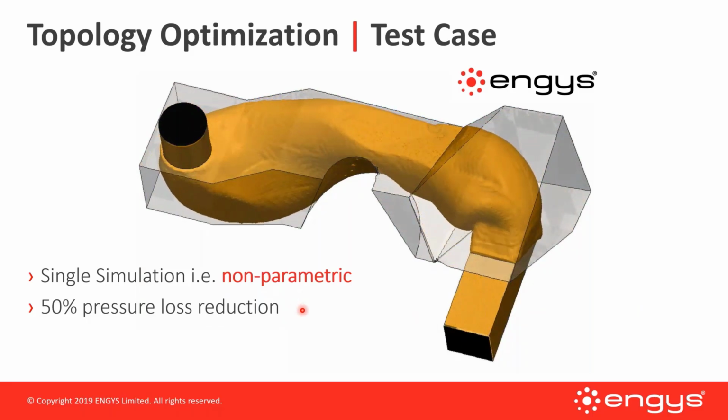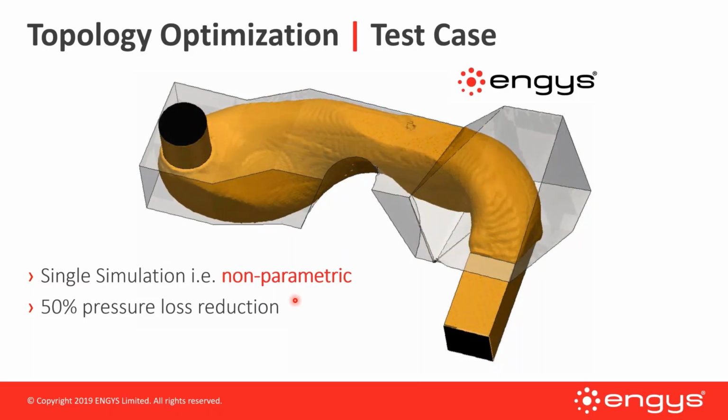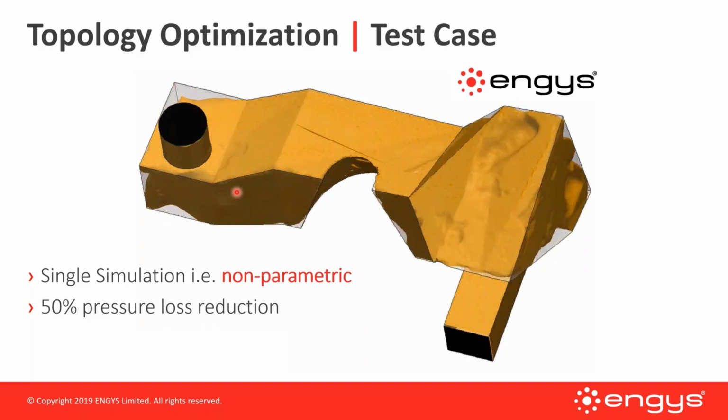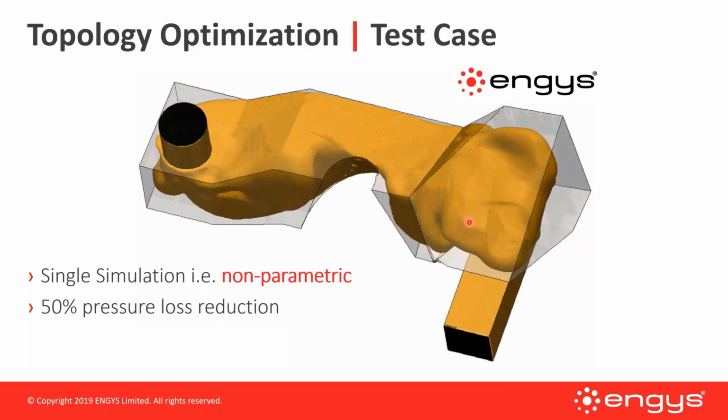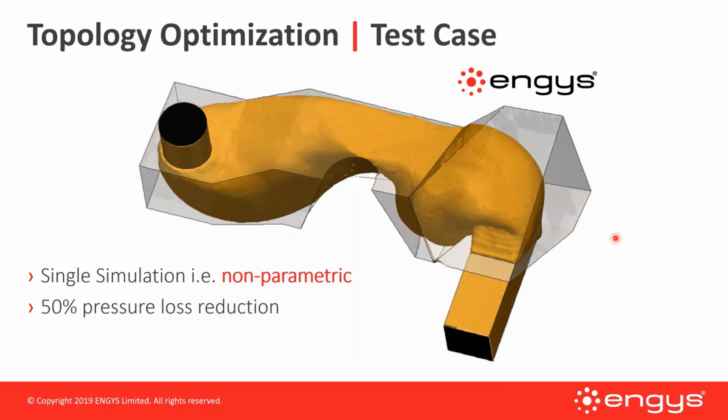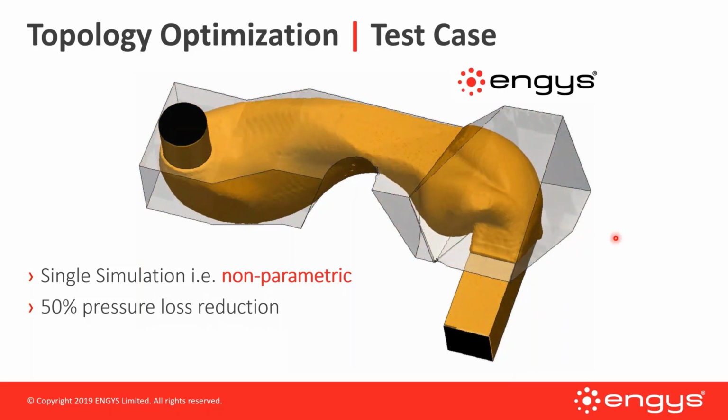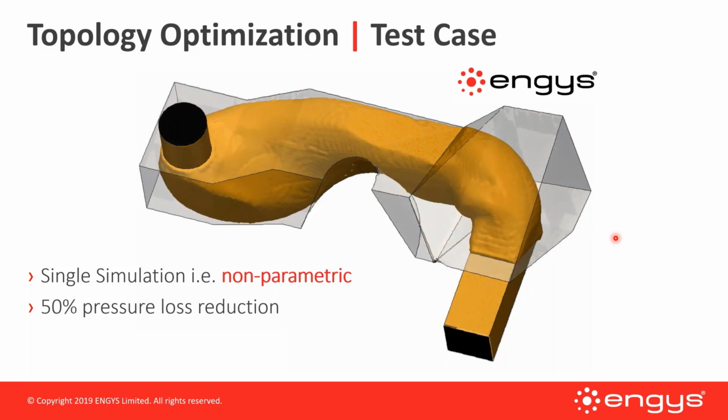We're not setting up 50 cases, 100 cases. This is a single simulation. It's non-parametric. And when I mean non-parametric, I mean we don't have a parametric CAD where everything's related to a standard length. This is a free moving surface. This is the level set interface. And from there, there's more degrees of freedom, so the surface is able to move more freely.